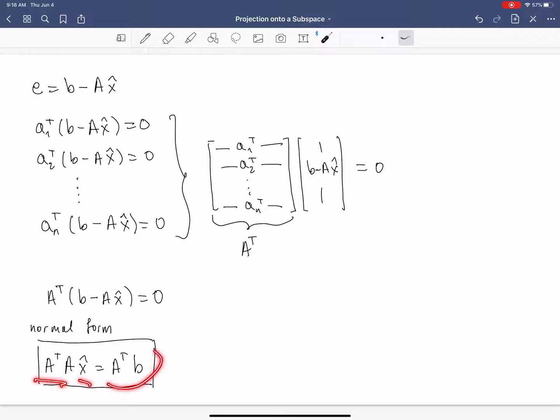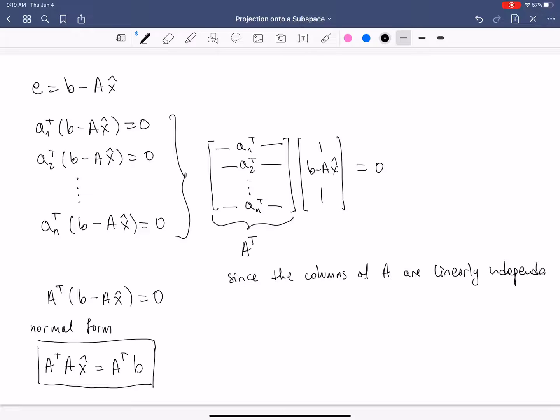You have a new matrix times x hat equals some vector, so we can solve that just as a system of linear equations, a matrix of the form A x equals B, where you know that there is a solution. You're guaranteed to have a solution. Now, because we took the columns of A to be linearly independent, it follows that this matrix is actually invertible. We will prove that in a minute, but the conclusion is, since the columns of A are linearly independent, A transpose A is invertible.